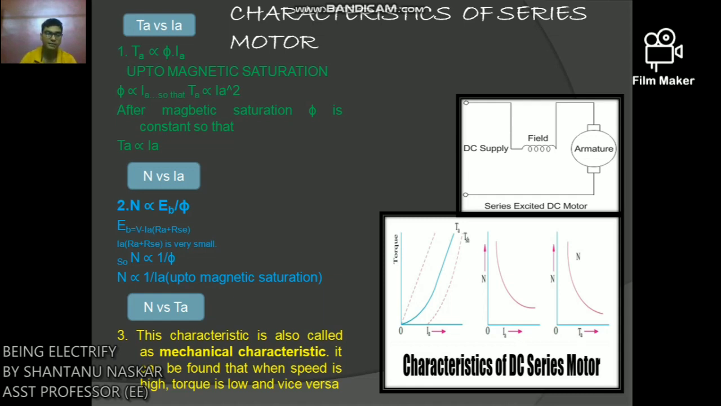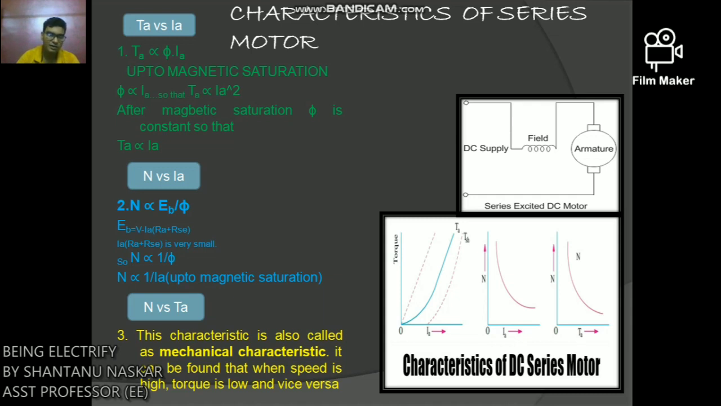Now, N is proportional to 1 by phi, and this is proportional to 1 by Ia up to magnetic saturation. Thus, up to magnetic saturation, the N versus Ia curve, that means the speed versus armature current curve, follows a hyperbolic path as shown in this figure. After saturation, the flux becomes constant, and so does the speed. Okay. Then speed versus torque.